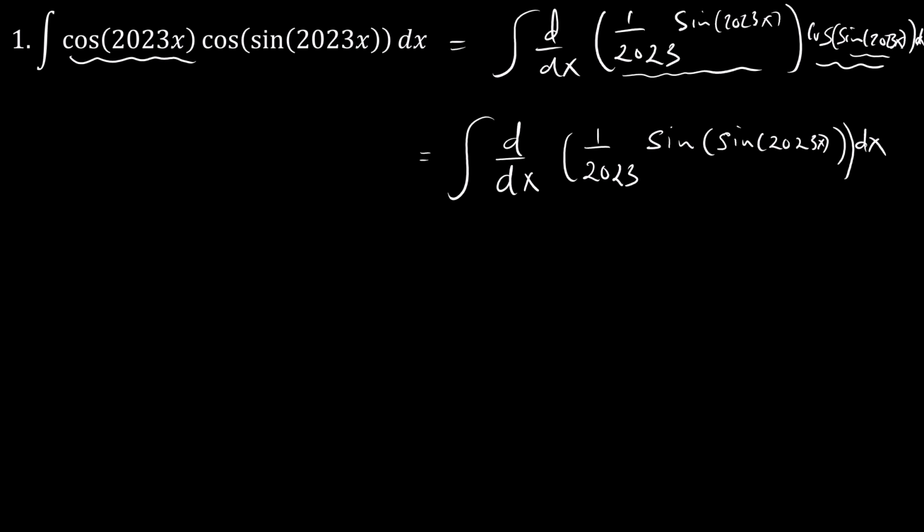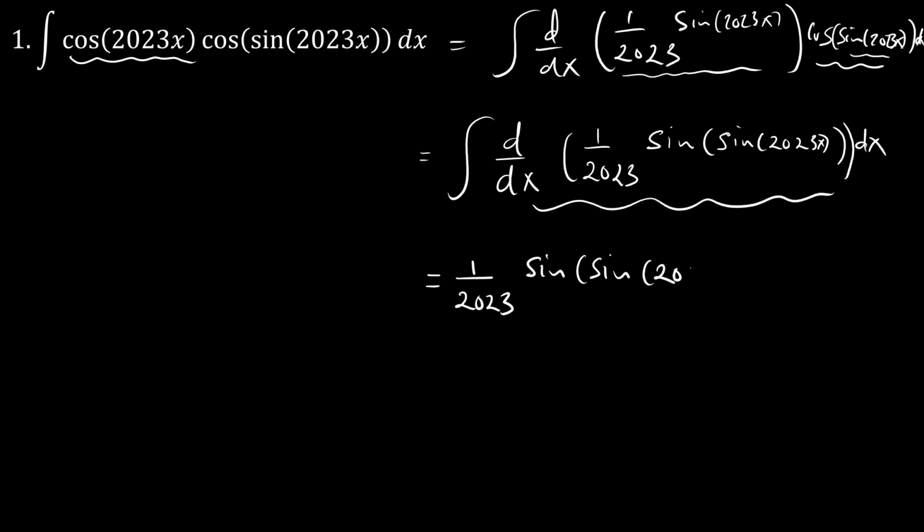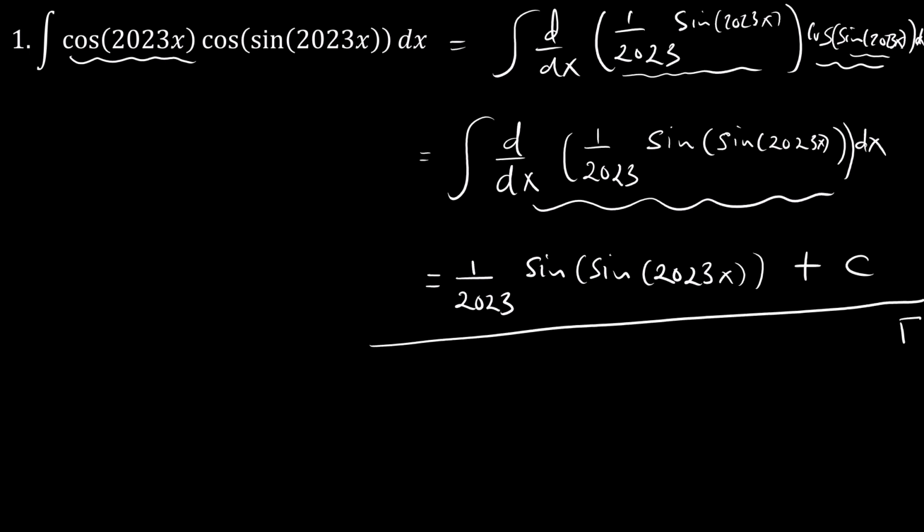Okay, and we can pull the constant out, and since we're integrating a derivative, what we have is 1 over 2023 sine of 2023x plus the integration constant. And that, ladies and gentlemen, is our answer.